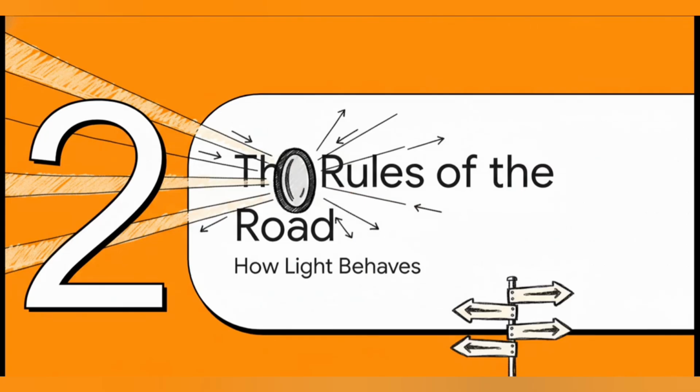So, how can we possibly predict where an image is going to form? Well, the great news is you don't need any complicated math or fancy computers. It turns out light follows a few very simple, very reliable rules when it passes through a convex lens. Think of them as the rules of the road for light. Once you know them, you're all set.